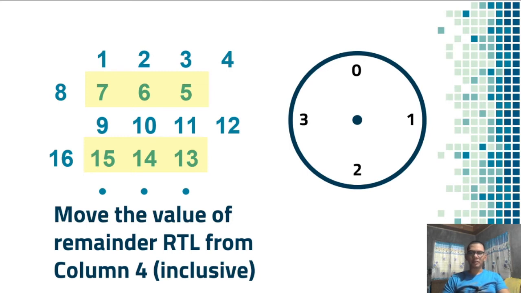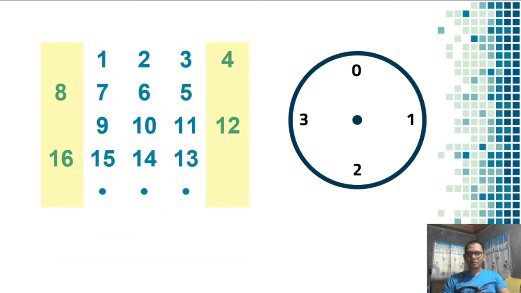Now what about the numbers in the edges? If there is no remainder, the number is either on column 1 or column 5. We can also use the div operation to know which of the two will be the number's position in the arrangement. If the quotient is odd, the number is in column 5, as with 4 and 12. And if the quotient is even, the number is in column 1, as with 8 and 16.